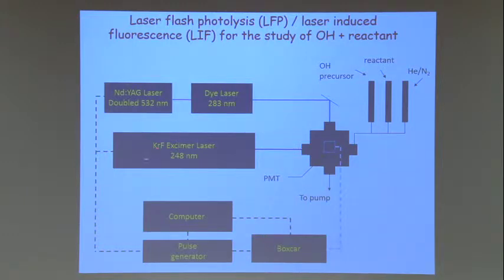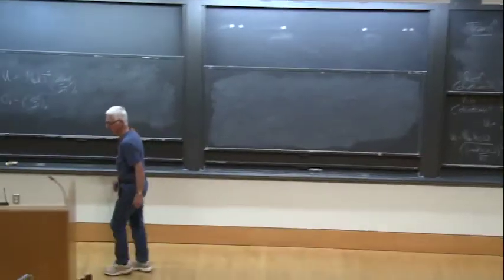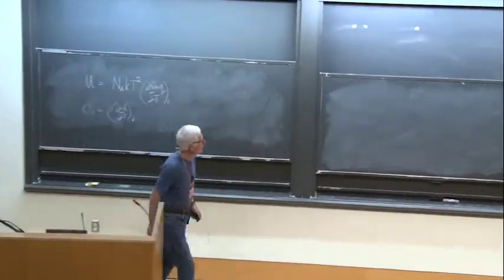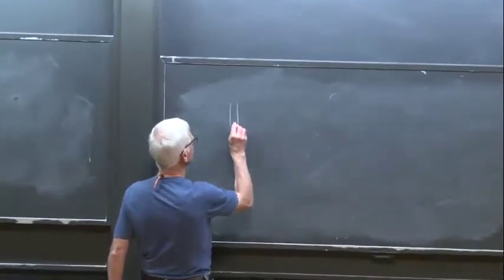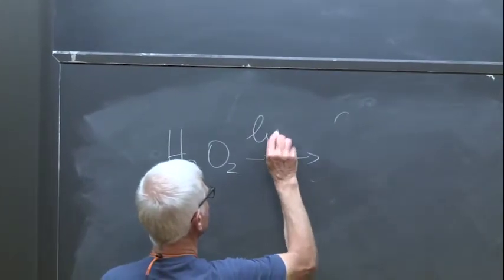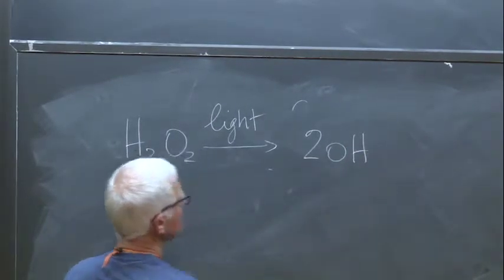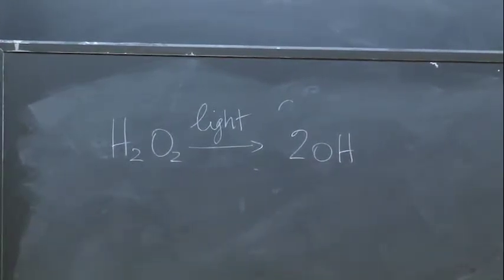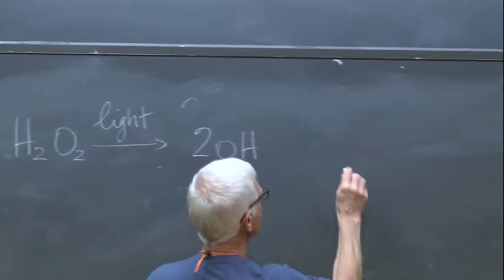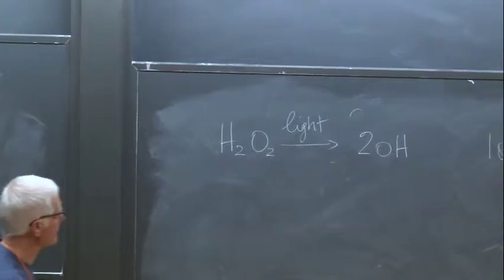And then we have one laser here which photolyzes this OH precursor. This OH precursor could, for example, be hydrogen peroxide. So we take H2O2, we use a pulse of light, and we generate hydroxyl radicals. And that occurs in a time scale of the order of 10 nanoseconds.